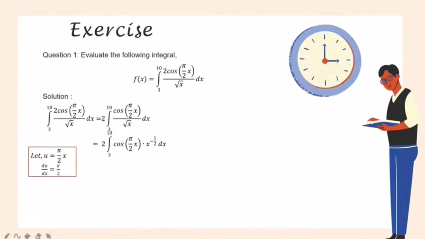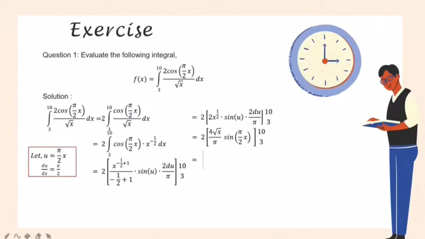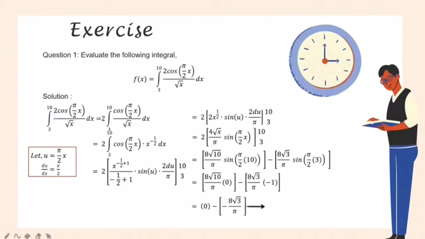So we let u equal to pi over 2 x. When we differentiate it, we get pi over 2. So we get x to the power of negative 1 over 2 plus 1 over negative 1 over 2 plus 1 multiplied by sine, multiplied by 2 du over pi. We substitute the value back, and we compute the value for the limits, which are 1/3 and 3. We get the answer equal to 8 square root of 3 over pi.